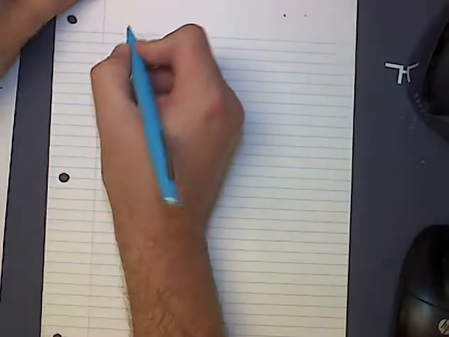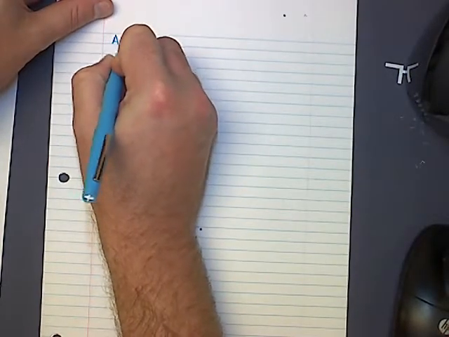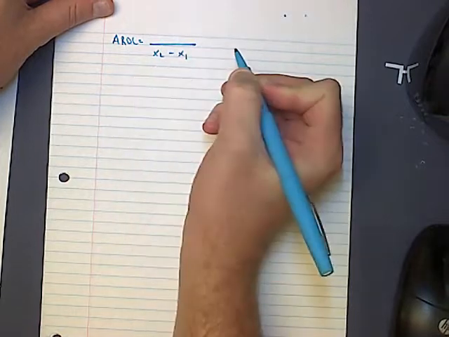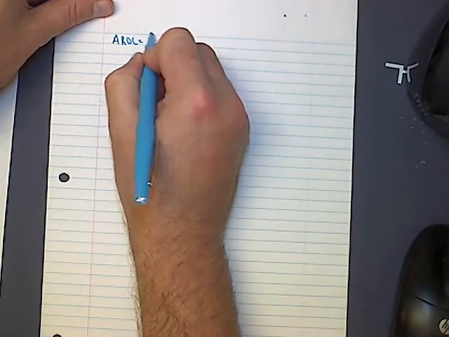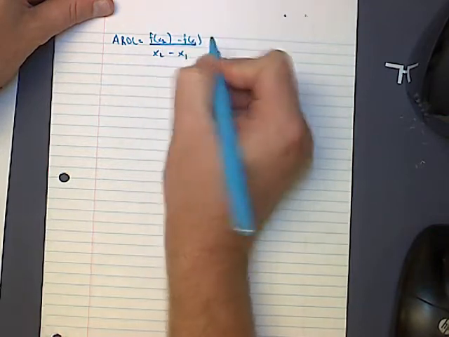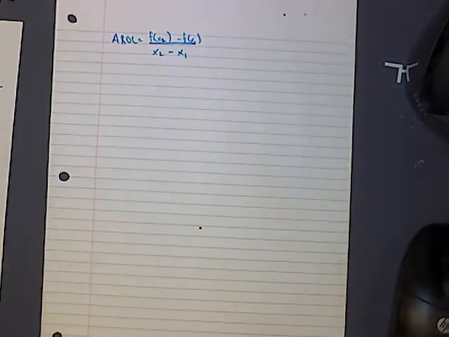Alright, so the first thing, let's review our learning targets. The first learning target that you're responsible for is I can determine the average rate of change of a function. I can determine AROC. Remember, the formula for AROC is f of x sub 2 minus f of x sub 1, over x sub 2 minus x sub 1. That's just reviewing that formula.